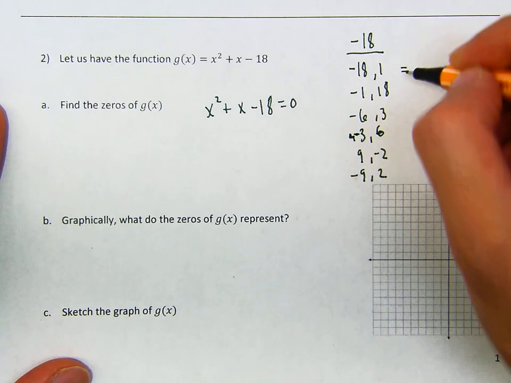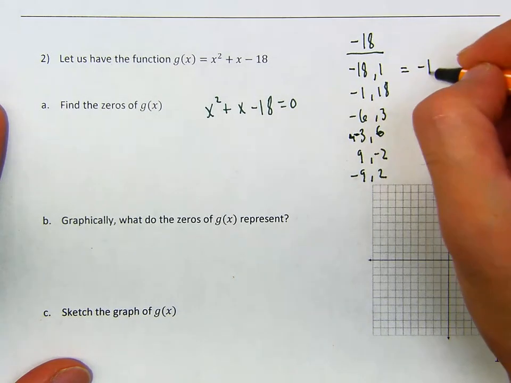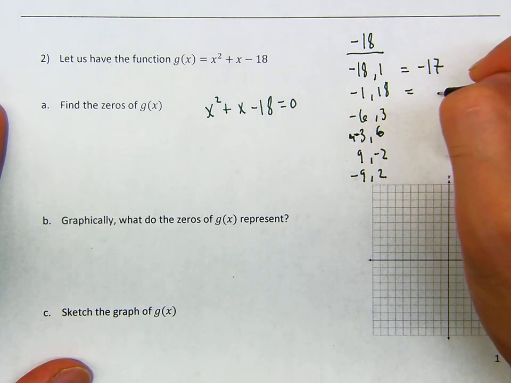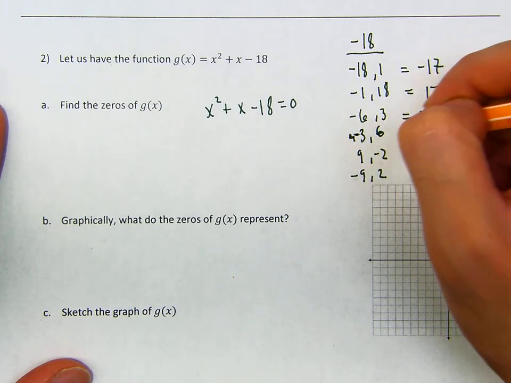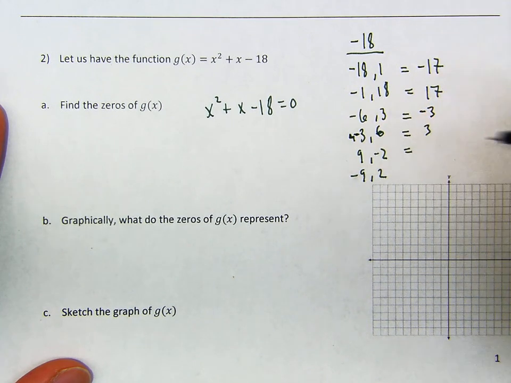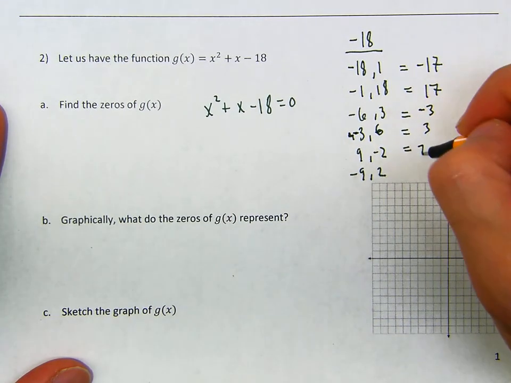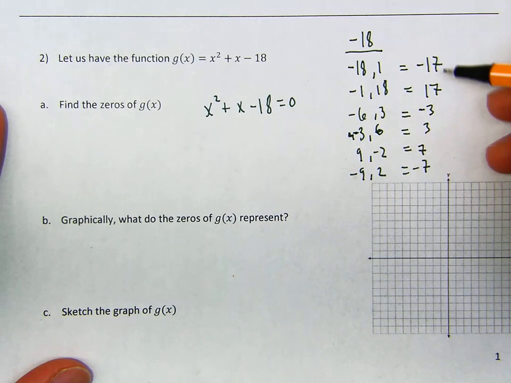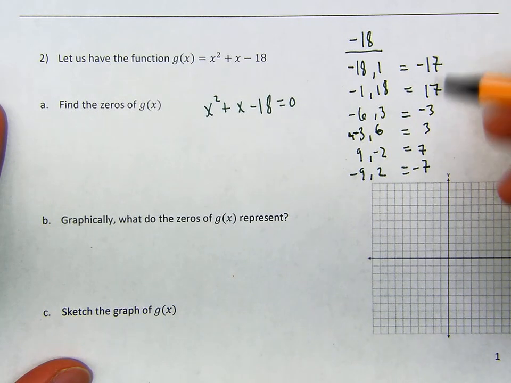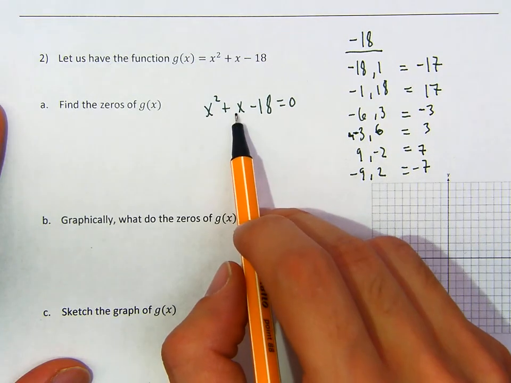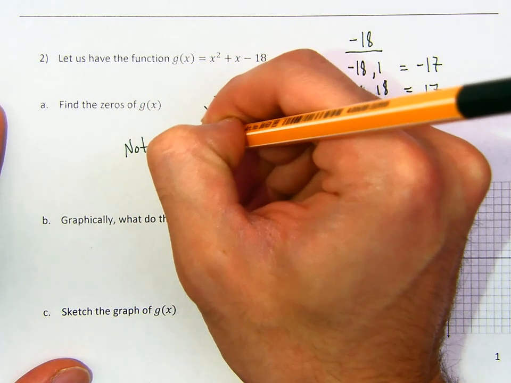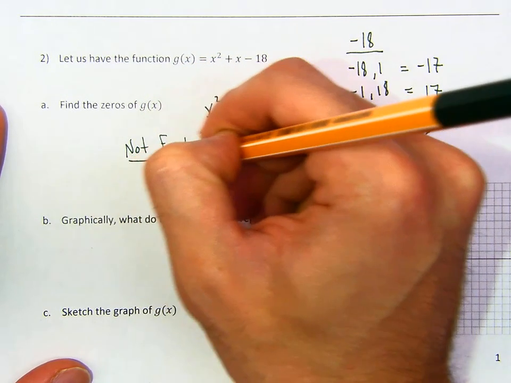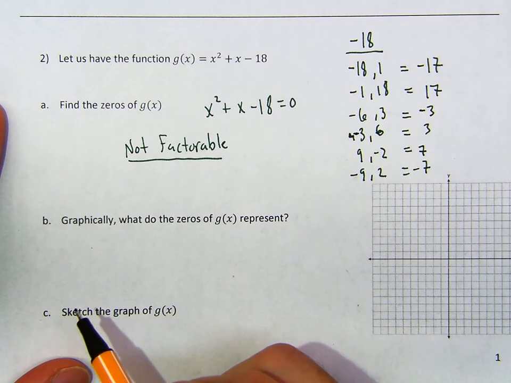But you see, when you add these two, you get negative 17. Here you get 17. Here you get 3. You get negative 3. Here you get, what do you get over here? You get 7. And here you get negative 7. Notice that none of these numbers, when you add them up, give you a 1, which is what you want. So this is not factorable, okay? So you can't factor this in a traditional method, right?